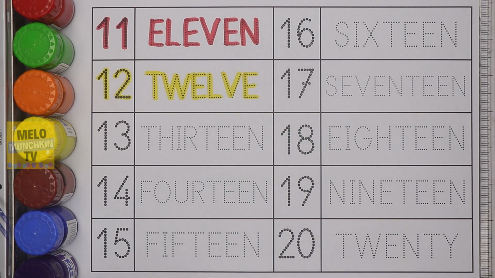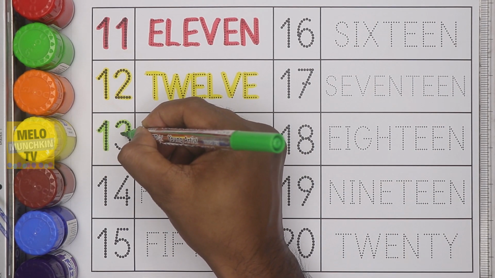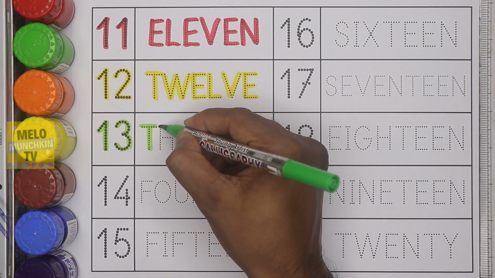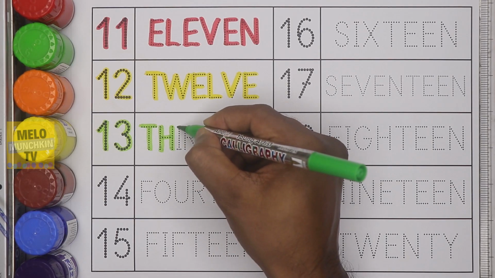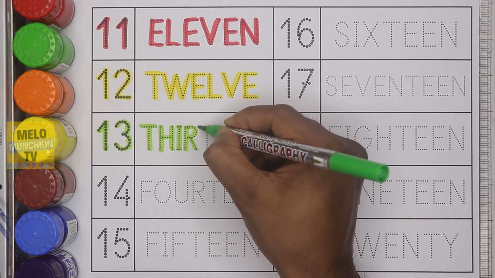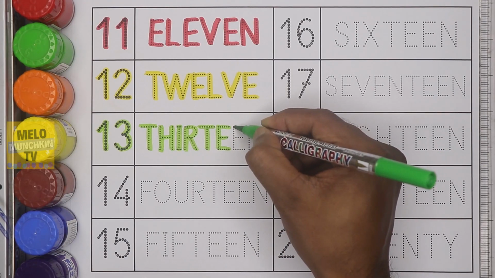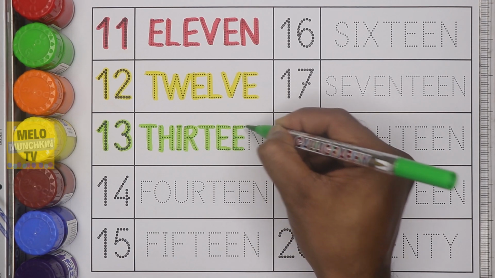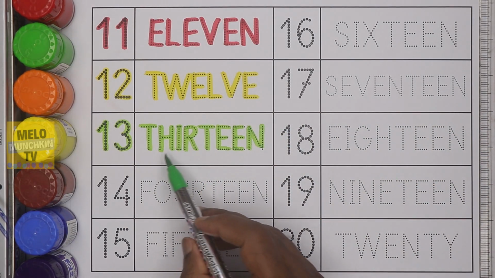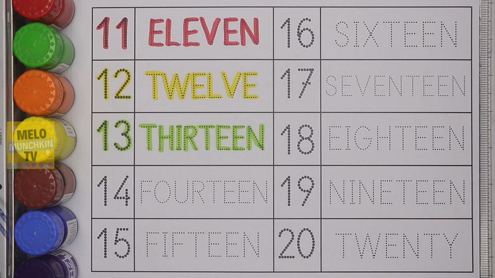Okay, next I'll choose green color. This is light green color. To write number 13, that is 1, 3, 13, and the spelling is T-H-I-R-T-E-E-N, 13. T-H-I-R-T-E-E-N, 13.